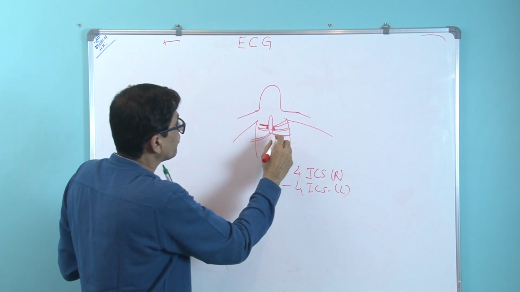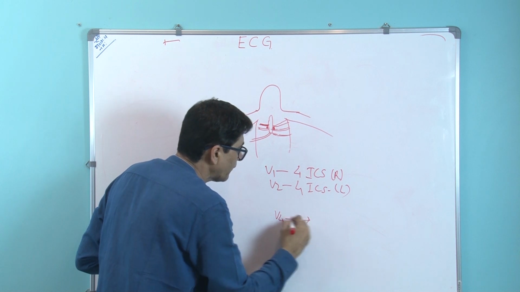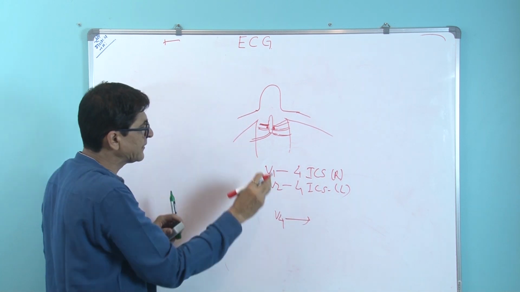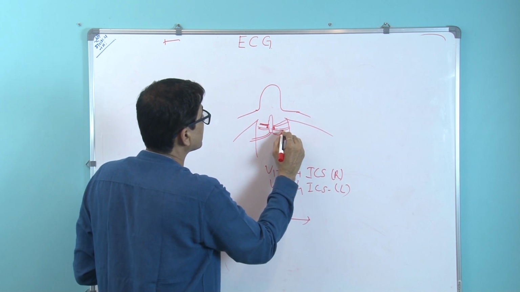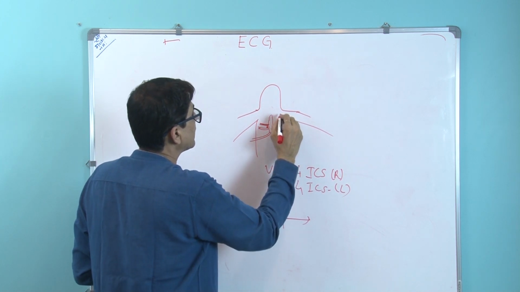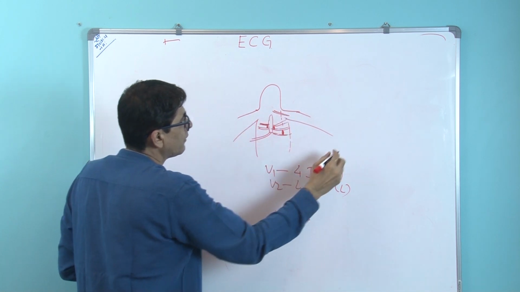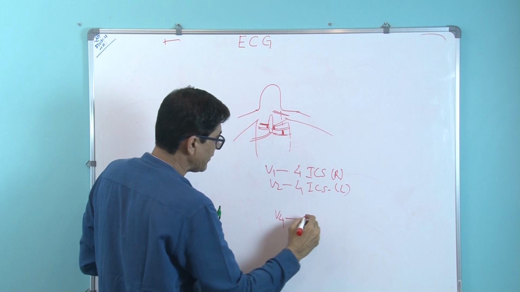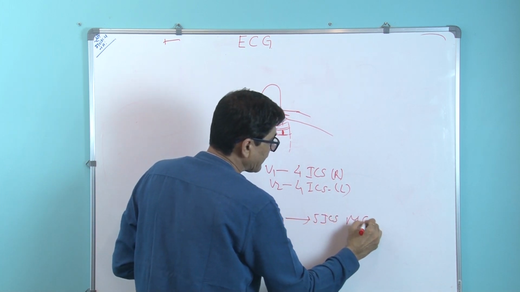Now, while attaching, you always apply V4 first. V4 is in the 5th intercostal space in the mid clavicular line. This is your clavicle, the collarbone. So V4 is in the 5th intercostal space, mid clavicular line.